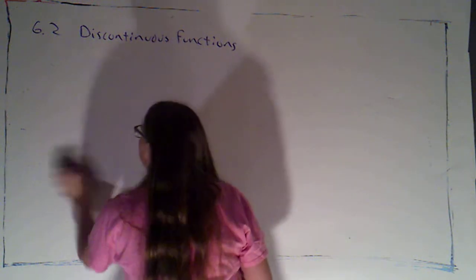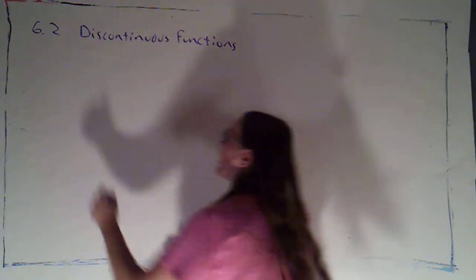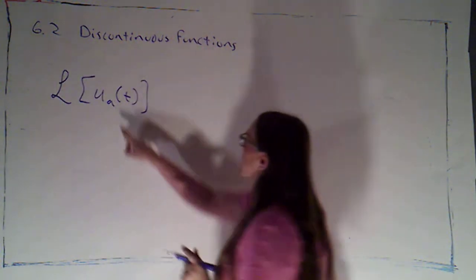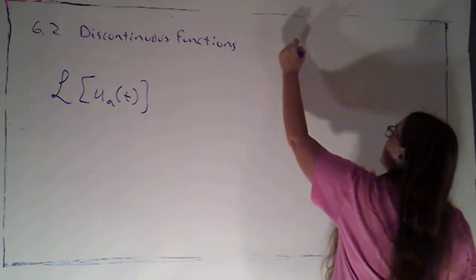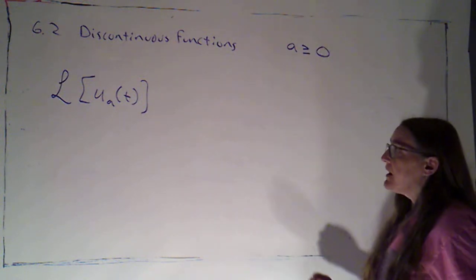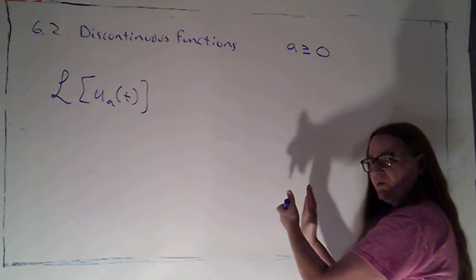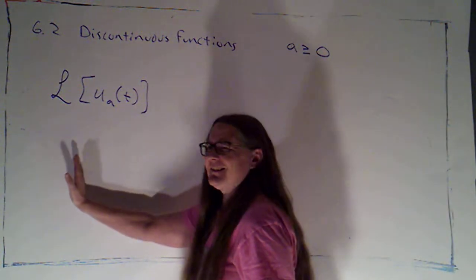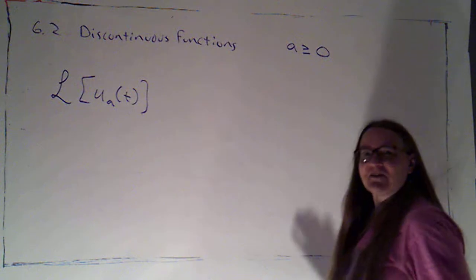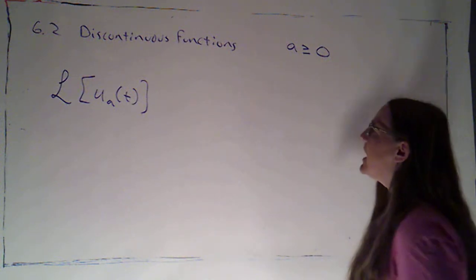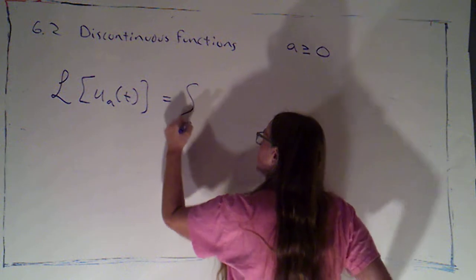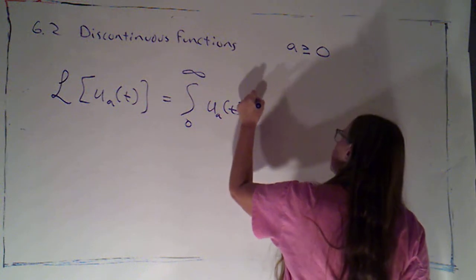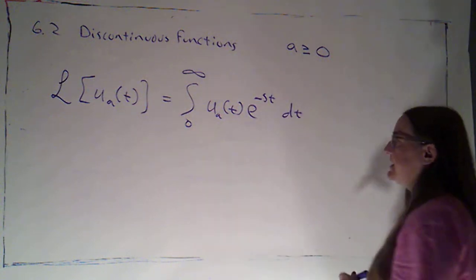Okay, so I want to take a look now at what happens if I take the Laplace transform of the Heaviside function. And we are assuming here that a is going to be bigger than or equal to 0, because, again, Laplace transforms only care about things from 0 on. If I turn something on at a negative time, it's just on the entire time from 0 to infinity. Okay. So according to my definition, that's the integral from 0 to infinity of mu sub a of t times e to the negative st dt.